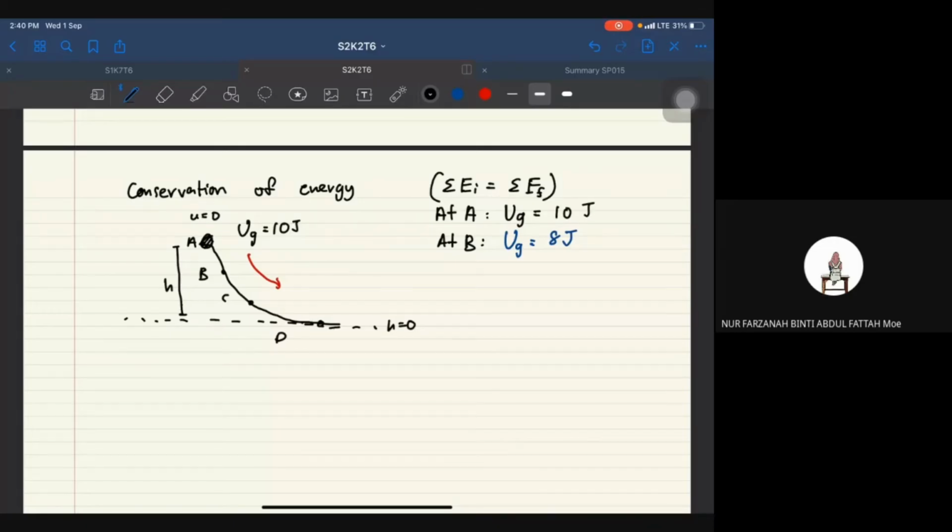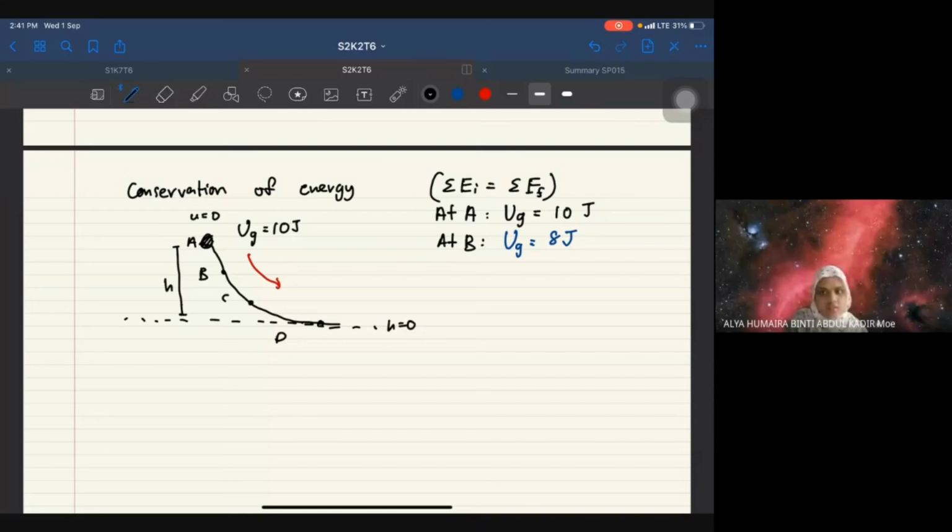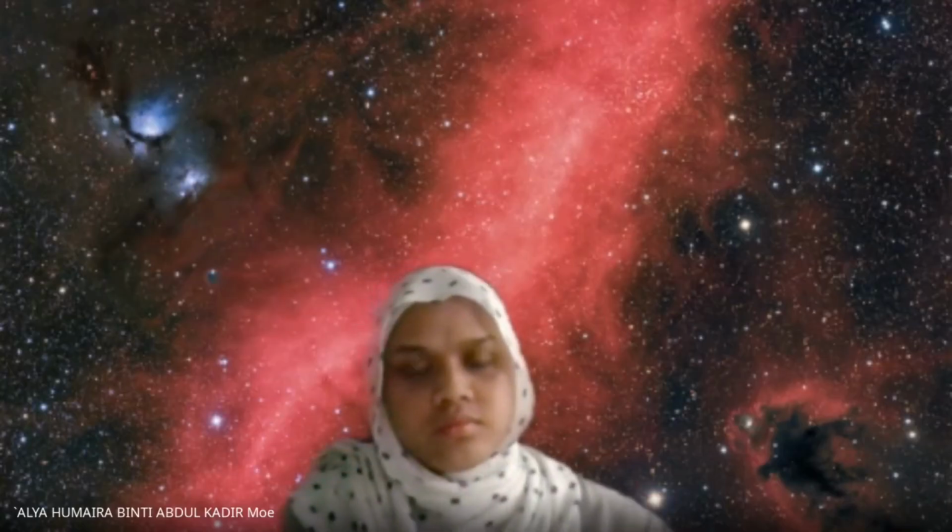Okay, asal dia 10 joule. Lepas tu at point B dia decrease kepada 8 joule. So where do you think the 2 joule go? Kinetic. Yeah, it becomes kinetic energy. So the other 2 joule is actually transformed into kinetic energy.